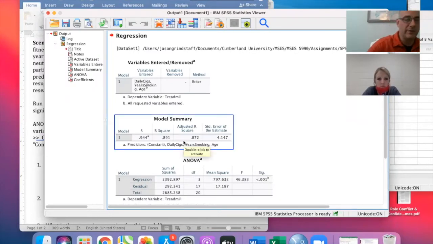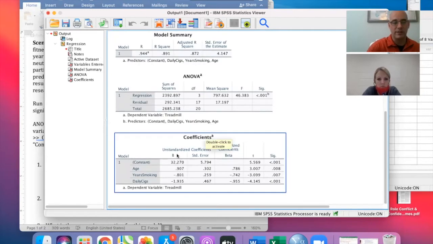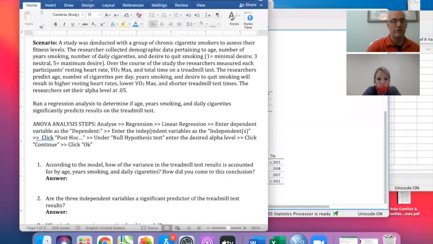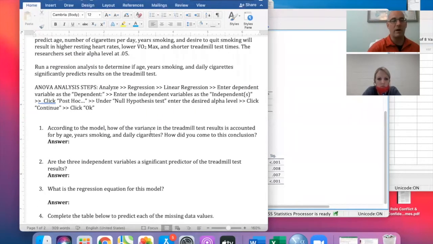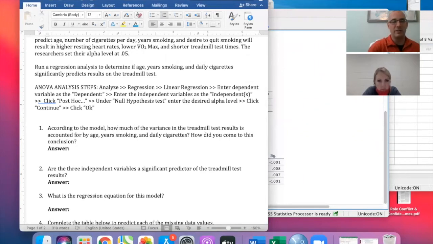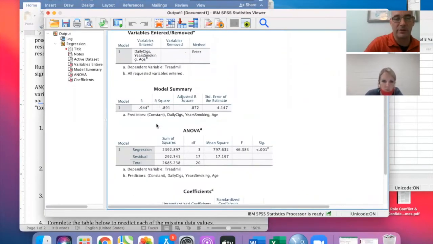All right, now there's a few things that we can pull from the model summary, the ANOVA table, and particularly our coefficients. So let's walk through these. All right, so the question about the model: how much of the variance in the treadmill test is accounted for by age, years smoking, and daily cigarettes? So it's asking for the combination of those three variables. And we get that up here in our model summary.